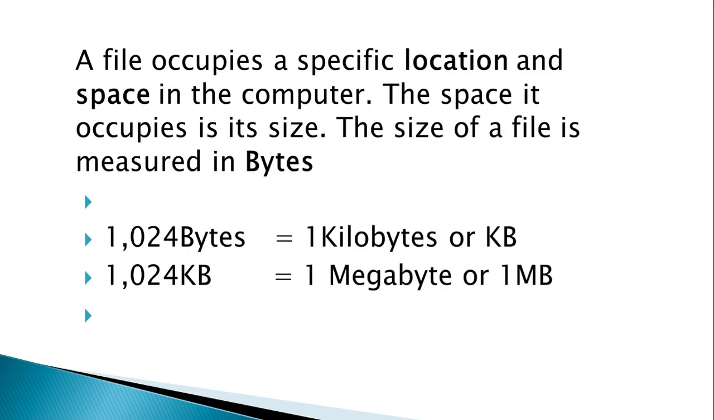Next, we are going to see about a file's size. We say a file occupies a specific location and space in the computer. The space occupied is called its size. So the size of a file is measured in what? In bytes. We say 1024 bytes give us 1 kilobyte, 1024 kilobytes give us 1 megabyte, 1024 megabytes give us 1 gigabyte, and so on and so forth. So that's it about the size of files.